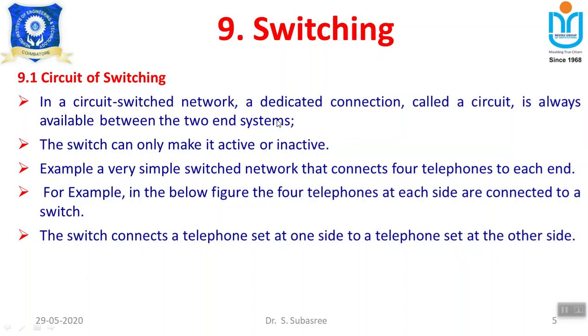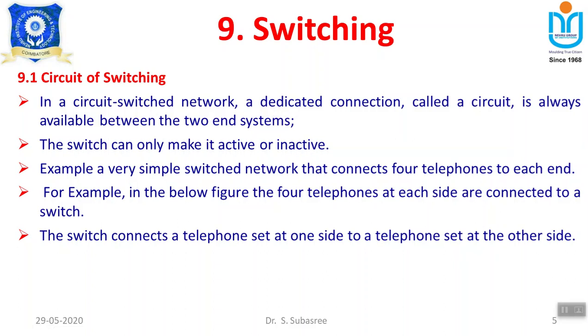The best example for a circuit switched network is our landline connection. So our landline connection is dedicated to our home alone. The other neighbors cannot access our landline connection. So it is dedicatedly allocated for our home. That is the best example for a circuit switched network.